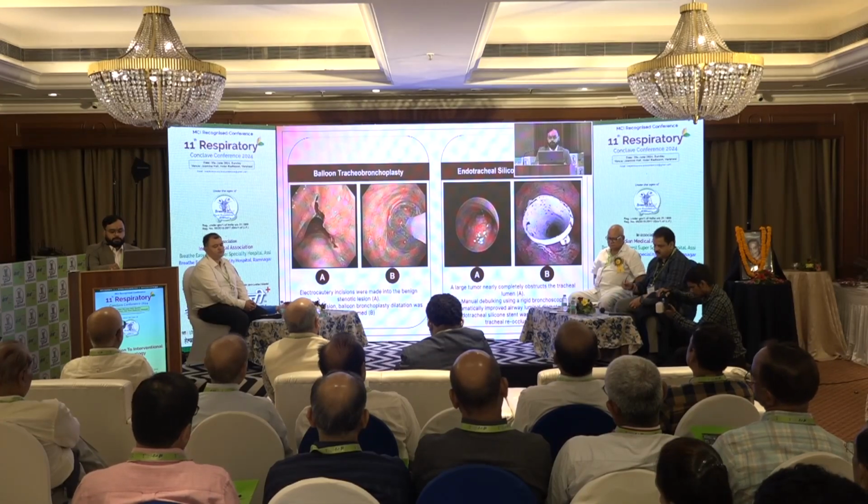This is endobronchial silicone stent placement, in which we can see a large tumor nearly completely obstructs the tracheal lumen. There was a manual debulking performed by a rigid bronchoscope, which ultimately improved the luminal diameter of the airway, and then we placed the silicone stent into the trachea.